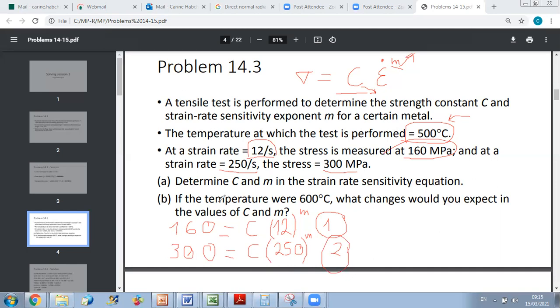Now, once I calculate them, they are asking if the temperature is increased to 600 degrees, what changes would you expect in the values of C and M? So what we should say is that with increase of temperature, M should increase. The sensitivity to strain rate will increase. This is why M will increase. But since with temperature it will be easier to deform, C will decrease. Okay. Any question on this problem?